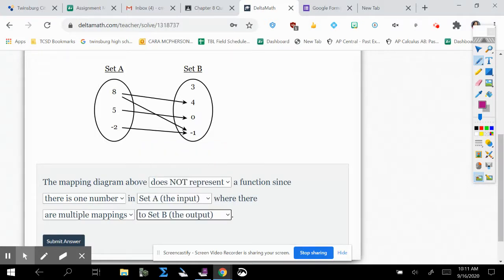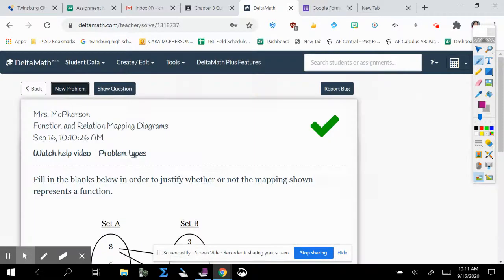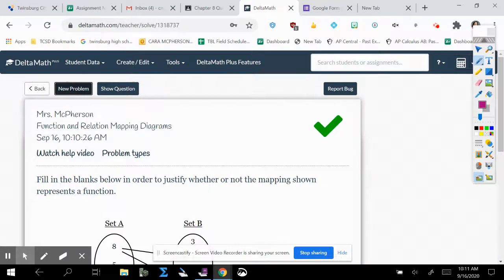So let me restate that as you see this. It's not a function because there's a number in the input, that number being 8, that has multiple mappings in the output, because 8 goes with 4 and it also goes with -1. So that's what you're looking for in Delta Math when you're answering those questions.